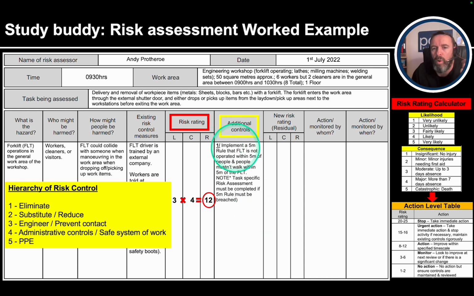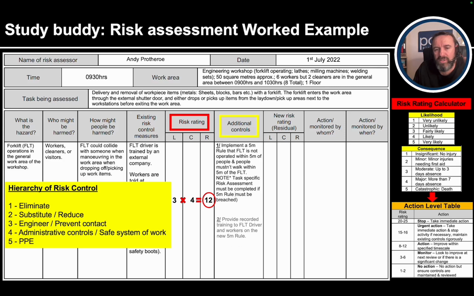And I've just put a number 1 here. Implement a 5 metre rule. That forklift is not operated within 5 metres of people, and people must not walk within 5 metres of the forklift. Note, a task-specific risk assessment must be completed if a 5 metre rule is going to be breached. So that's what I'm thinking. Okay, implement that control.